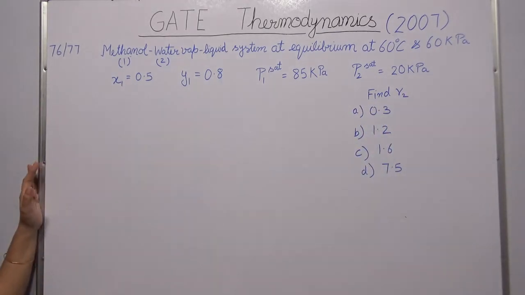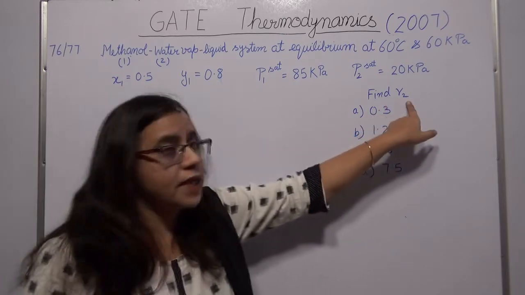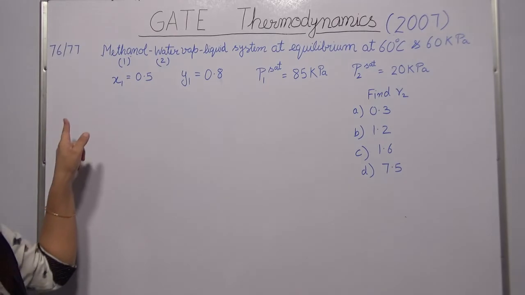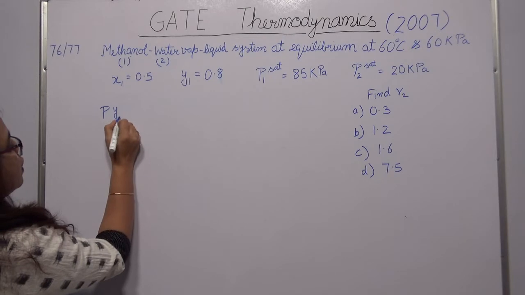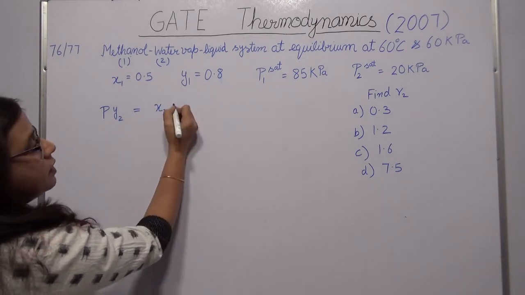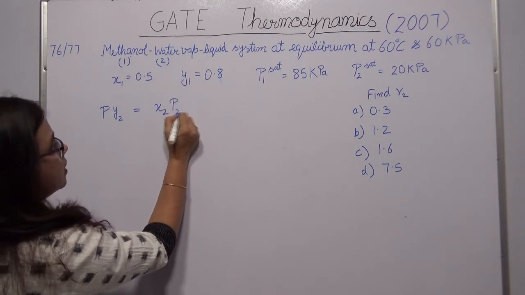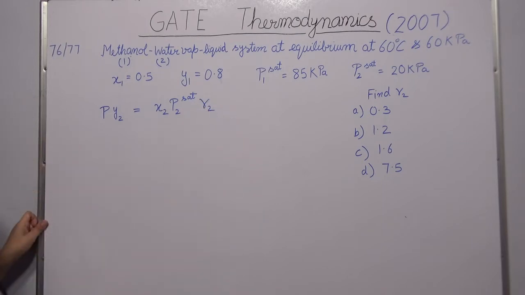They have asked you to assume that the vapor phase behaves as an ideal gas, so that means your fugacity coefficient is equal to 1. So straight away you know that this problem will be solved using Raoult's law. Since we have to find gamma 2, I am going to write down Raoult's law for component 2: total pressure multiplied with the mole fraction in the vapor phase is equal to the mole fraction in the liquid phase multiplied with the vapor pressure and your activity coefficient gamma 2.